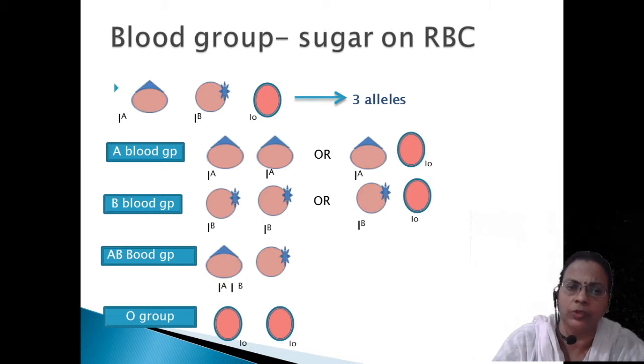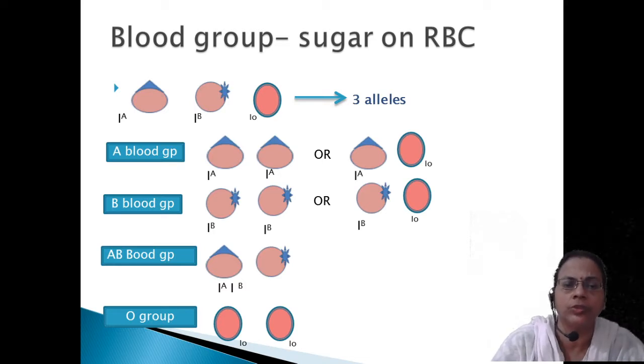B blood group also, if they inherit both dominant IB alleles, they will be called B group, as well as if they have at least one allelic representation of IB and IO, they will also be categorized under the phenotype of blood group B. Then the third one is the AB blood group.